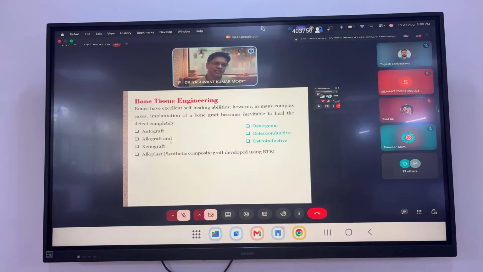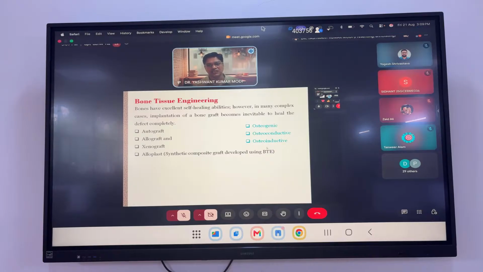Now allograft is the second method, wherein the graft is obtained from some donor, meaning someone other than the patient. So there is a chance of rejection because the graft is obtained from some other human being. Then there is a technique known as xenograft. The graft is obtained from a species other than human being. Suppose some organ of a pig or a goat is implanted inside the human body, then that is known as xenograft. And the last one is alloplast. Alloplasty is basically the creation of synthetic composite grafts using artificial means.